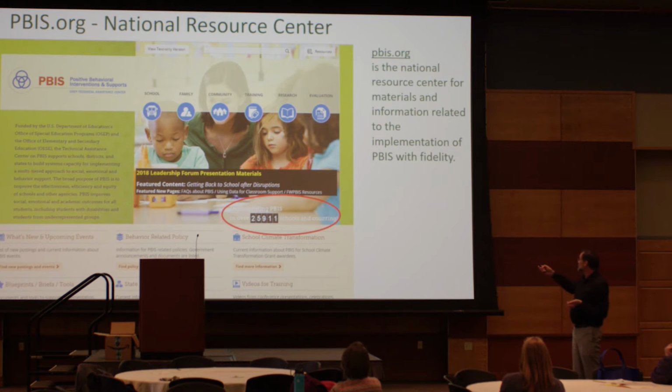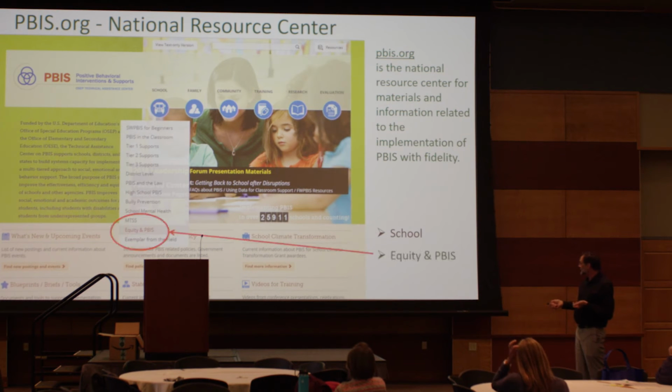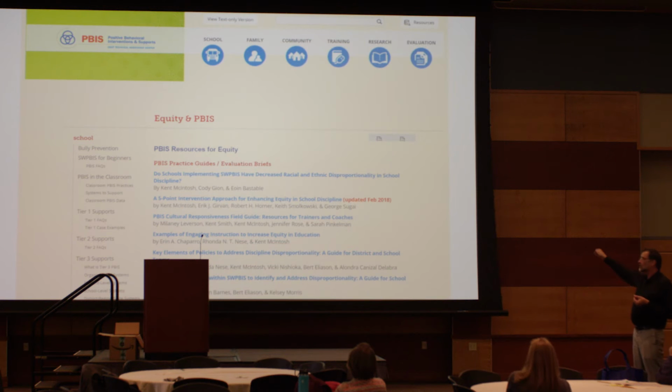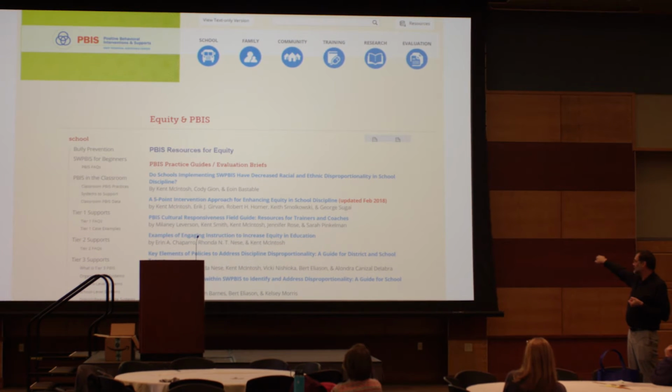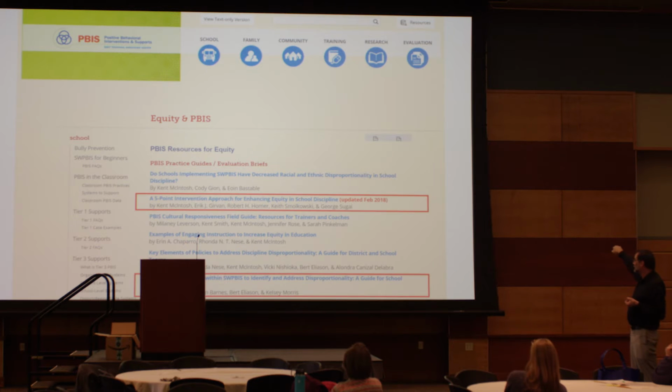We got a lot of things up here that we can select from, but today let's just look at the end of the school and drop down, and down at the bottom there's a place called Equity and PBIS, and when you open up that page, there's a whole bunch of other resources you can access. These are absolutely free. Just go in, download them, they're there and available for you. Two of them I want to point out.